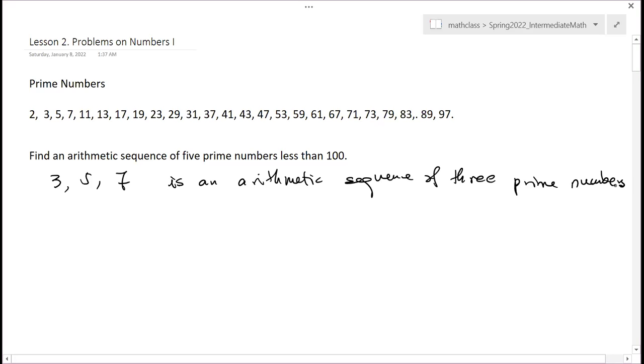So you have to go through all those numbers and try to find a sequence of 5 prime numbers, and the gap between the consecutive prime numbers is the same. Take a look at all those numbers. Can you find it?